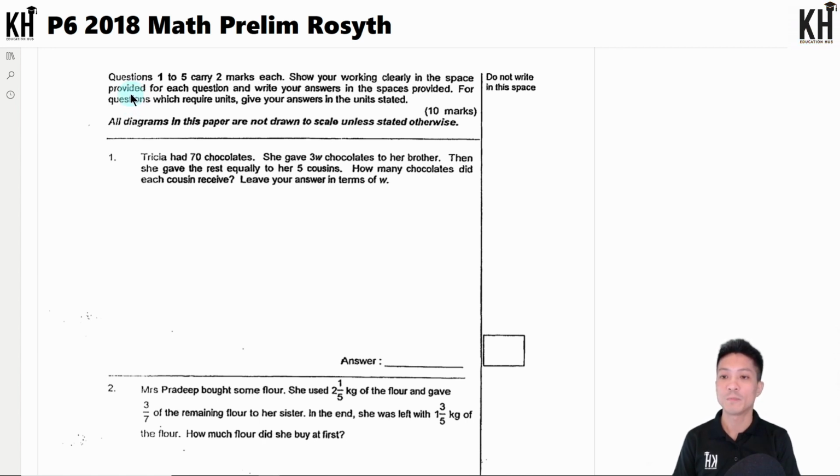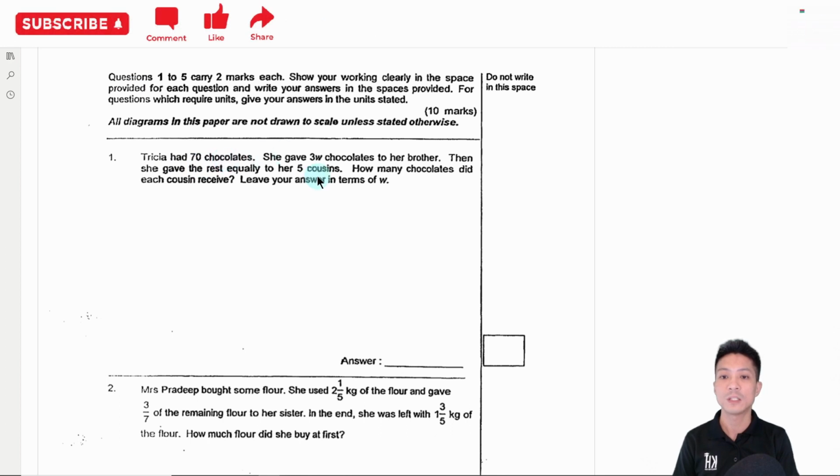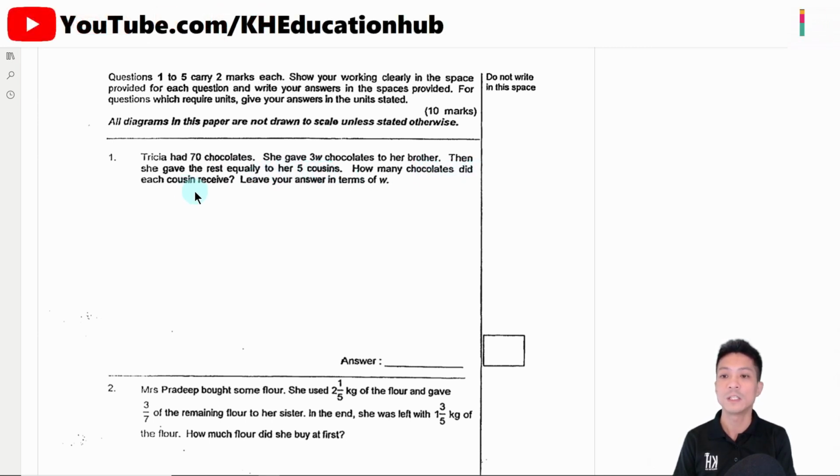Okay, let's move on to paper 2. Question 1. Tricia has 70 chocolates. She gave 3W chocolates to her brother. Then she gave the rest equally to her 5 cousins. How many chocolates did each cousin receive? Leave your answers in terms of W.